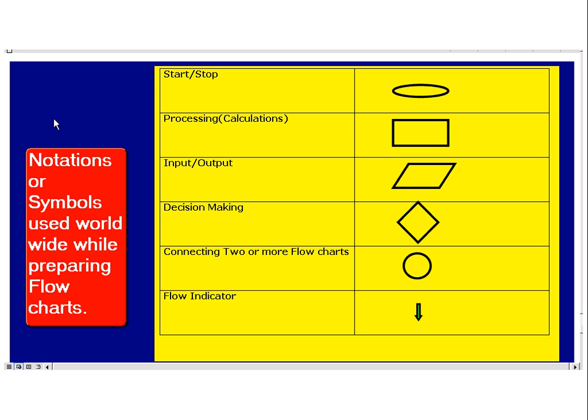The following symbols are used while preparing flowcharts worldwide. The oval indicates the start and stop symbols. A square or rectangle indicates simple processing. Input-output is indicated by the parallelogram. Decision making is indicated by the rhombus. A circle is used to join two or more flowchart segments. An arrow is used to indicate the program flow.